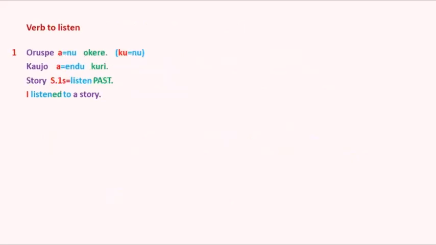Sentence 1. Oruspeanu okere. Kaujo endukuri. I listened to a story. The marker for the first person for the subject in Ainu and Guarani is a. In Ainu, that is for the classical form. In the current spoken form, it is ku. Okere kuri is an adverbial particle to show that the action is completed, so it is past. Ainu and Guarani use adverbial particles to show tense.